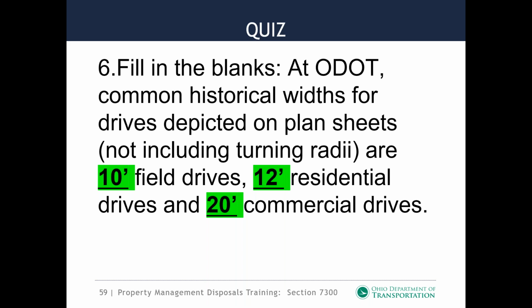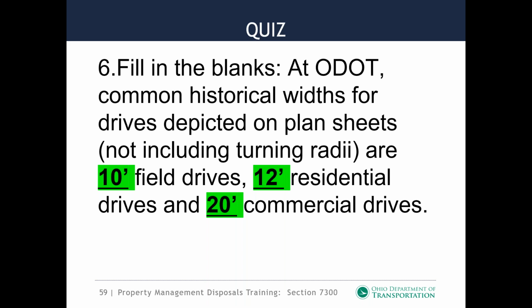you have probably seen the size of farm equipment, and a lot of farm equipment is now done with semis and really large tractors and combines and stuff. So the 10-foot field drive has gotten a little bigger, and a lot of commercial drives. In our example, we had one that was 36 feet. So this is kind of a standard, but there are a lot of differences in that.